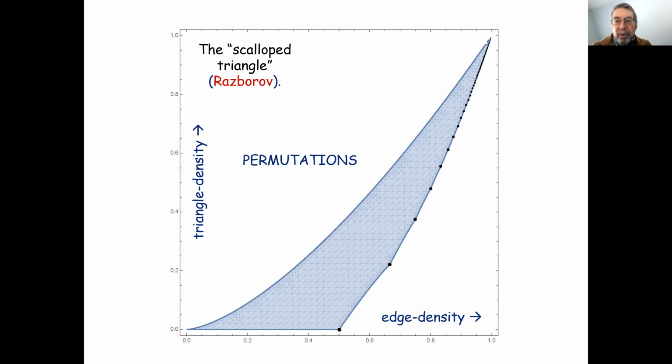We can change the graphs to permutations. We can change the edge density to 1,2 density. We can change the triangle density to 1,2,3 density. And we have exactly the same picture. So why is that? Let me just give you an indication.